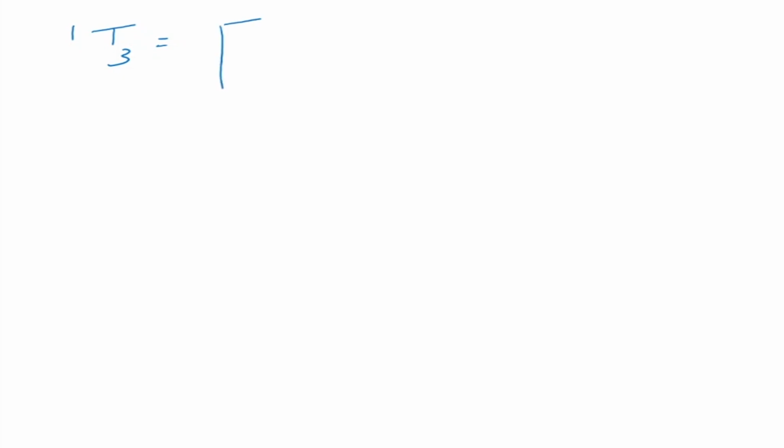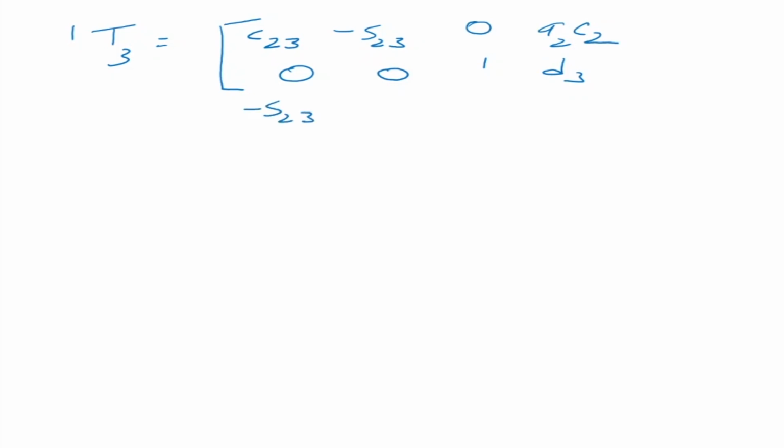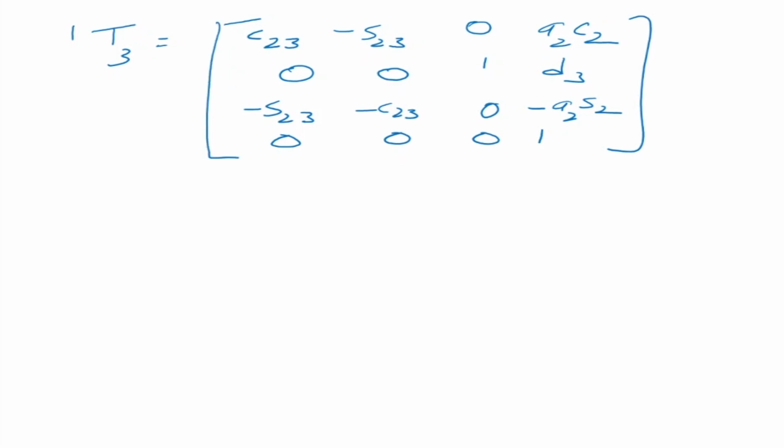And what we do get is C2 to 3, minus sine 2, 3, 0. This is A2, C2. Here it is 0, 0, 1. And it is D3 here. Then we have minus sine 2, 3, minus cos 2, 3. This is 0. This is minus A2, S2, 0, 0, 0, 1. Okay. Now, this is my T1 to 3.